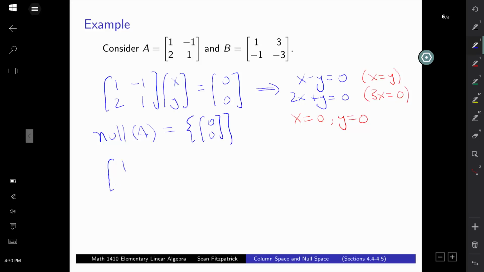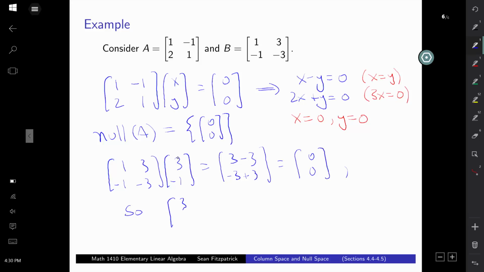However, if we look at the matrix B, if we multiply by this vector, (3, minus 1), I'm going to get 3 minus 3. I'm going to get minus 3 plus 3. I get (0, 0). So this vector (3, minus 1) belongs to the null space of B. And in fact, you can play around with this and you can see that everything in the null space of B is a scalar multiple of this vector.